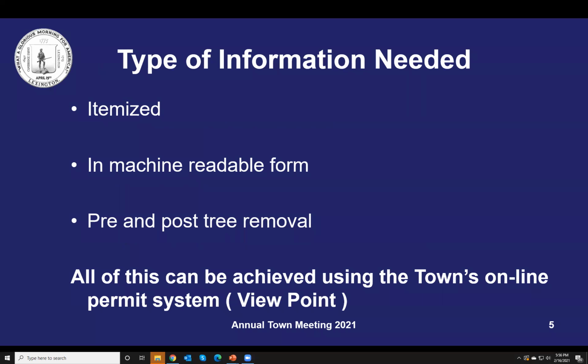Here's the type of information we would like to have, and what we need to have a fully implemented and effective tree bylaw. One, we would need all the information about trees on each site to be itemized in machine readable form, pre and post construction tree removal in terms of documentation. And all of this can be achieved using the town's online permit system called Viewpoint.